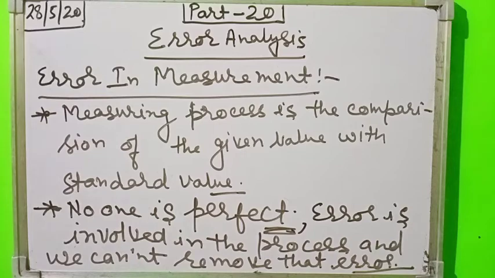So the error that arises in our measuring process must be minimized, and the minimization or removal of error is possible only when we have an idea about the error, how the error comes. So knowledge of error is very much important to minimize the error. So what is the error in measurement?